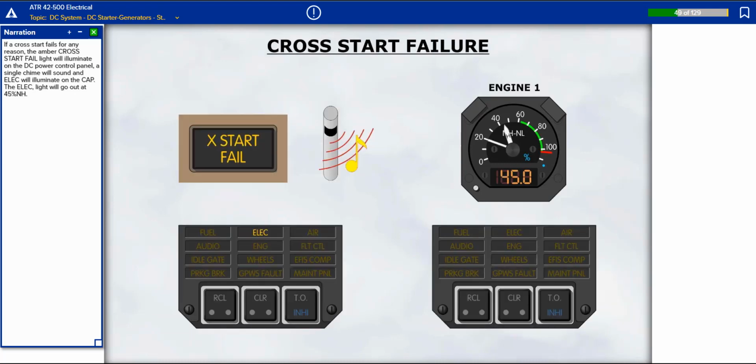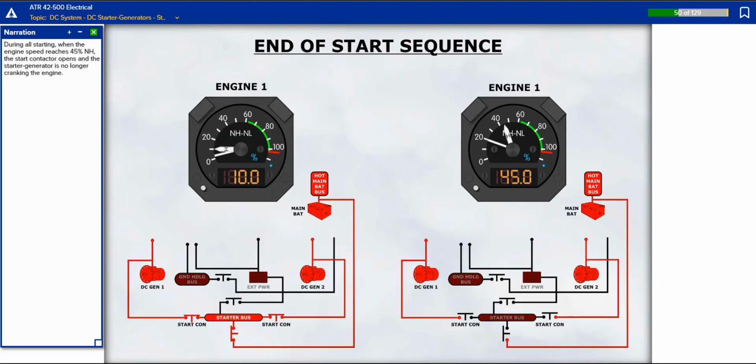If a cross start fails for any reason, an amber cross start failure light will illuminate, a single chime will sound, and electricity will show on the cap. The electricity light will go out at 45% NH. During all starting, when the engine speed reaches 45% NH, the start contactor opens and the starter generator is no longer cranking the engine.